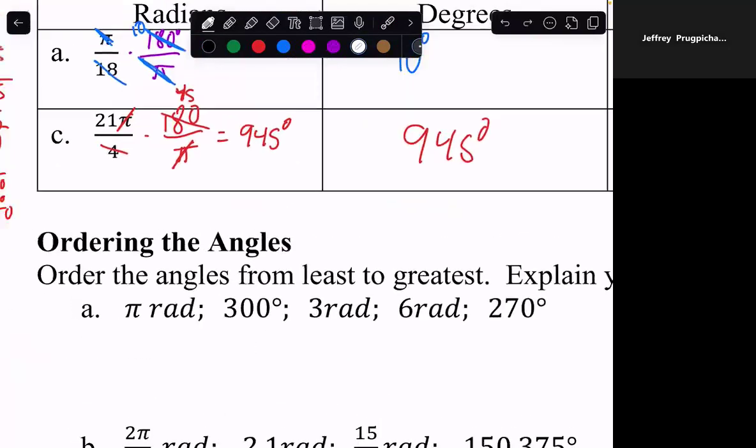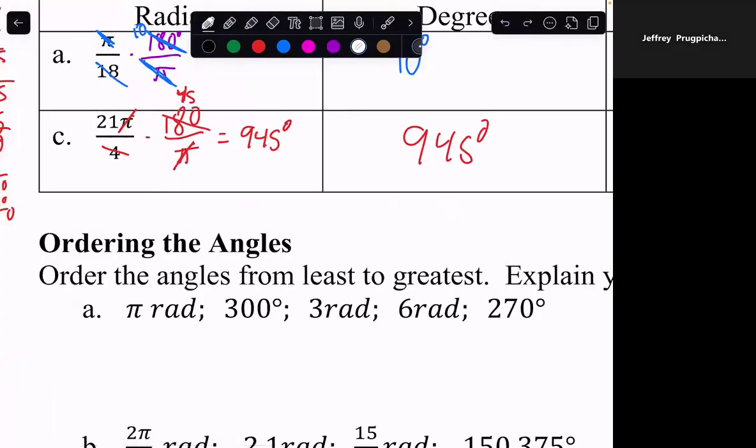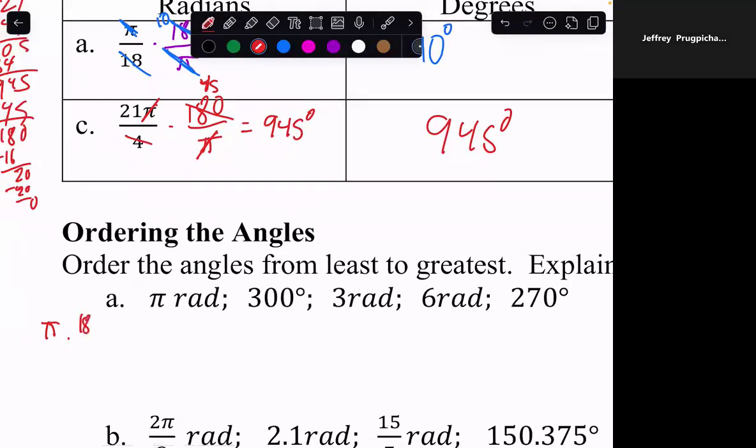Okay, so basically you need to convert these all to the same measurement in order to compare them. Okay, so you can make them all radians or you can make them all degrees. I'm going to make them all degrees, I guess. Well, probably radians is better, actually. Yeah, let's just do degrees. Okay, so we have pi radians. You might remember that's halfway around the circle, but if not, pi times 180 degrees over pi is 180 degrees.